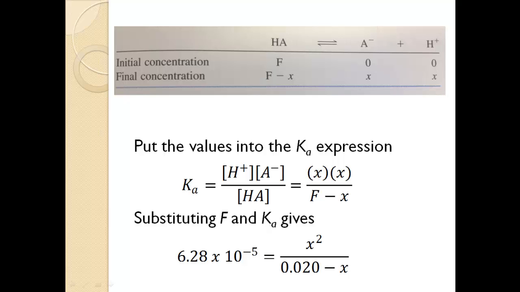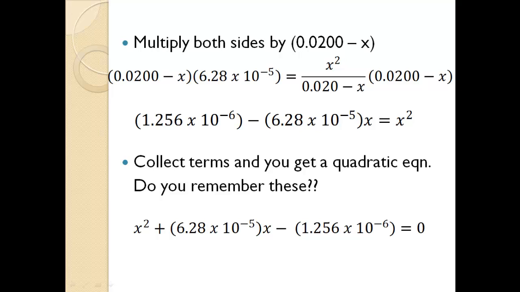So if we take this and we multiply both sides by 0.0200, as I'm showing you right here, and then collect like terms, you'll see that you end up getting what looks like a quadratic equation. So x squared plus 6.28 times 10 to the negative 5 x minus 1.256 times 10 to the negative 6 equals 0. For these weak acid and weak base problems, you're going to have to use a quadratic equation to get your answers. So if you don't remember how to do them, you need to start remembering now.